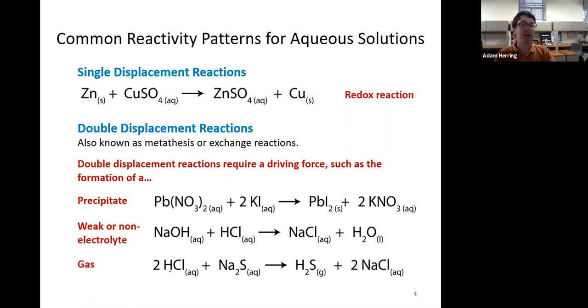Notice when you compare single displacement to double displacement reactions, that for single displacement reactions, you have a solo atom or molecule, and then you have a combination. And we're essentially swapping places. For a double displacement reaction, we have a cation and an anion in both of our reactants, and those are swapping places. So we could say, imagine what's happening when our anions swap places and the products that they might form.